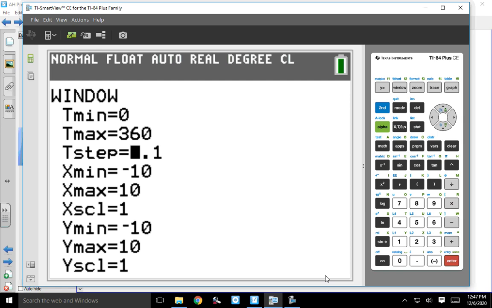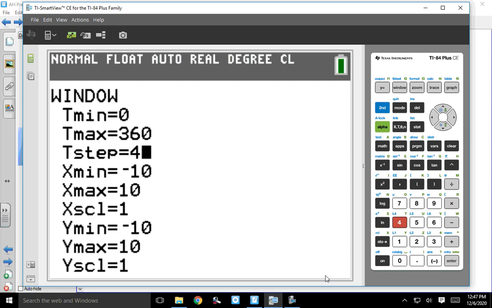For your t-step, you want to pick your t-step to be small enough so that you get enough points to be plotted to get a good accurate sketch, but not so small that it takes forever to sketch this thing. So there's kind of a fine line here. But I think if we pick, say, a t-step of 4, I think that will be fine. 4 or 5 would be fine.